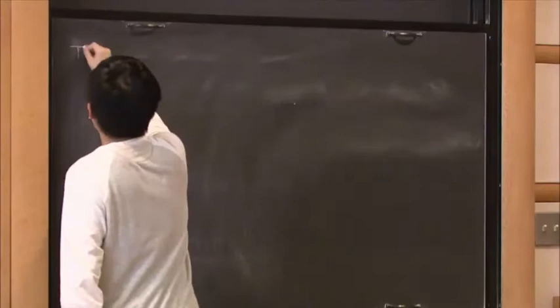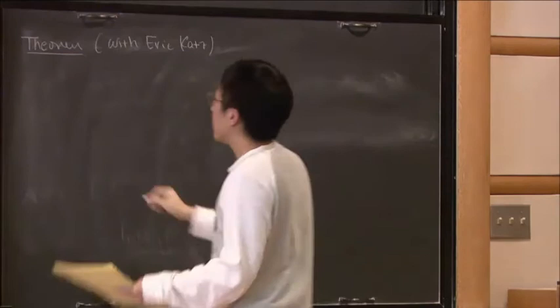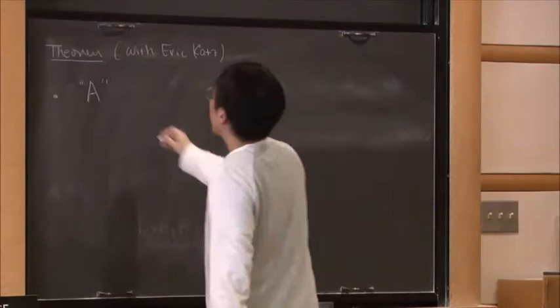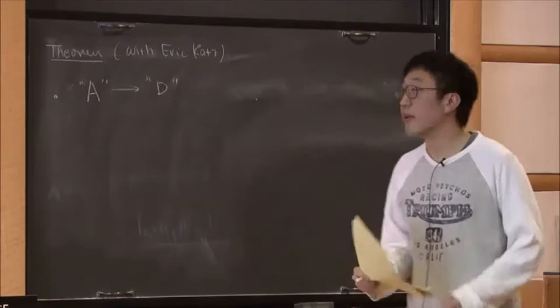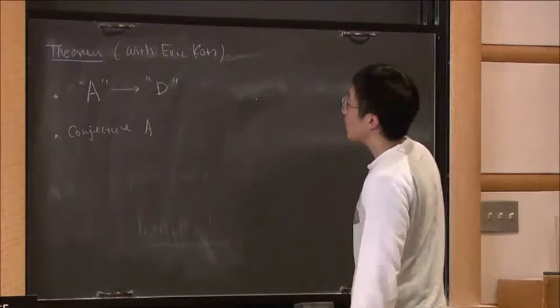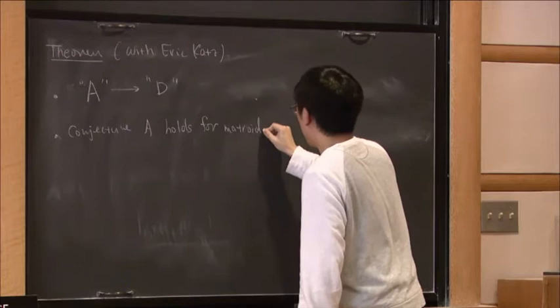So the result I have obtained with Eric Katz is that, first of all, what I have written as conjecture A on the thing I call tropical Laplacian implies conjecture D for that same matroid, and this conjecture, what would be a Hodge-Riemann relation on a certain cohomology ring, holds for matroids realizable over some field.